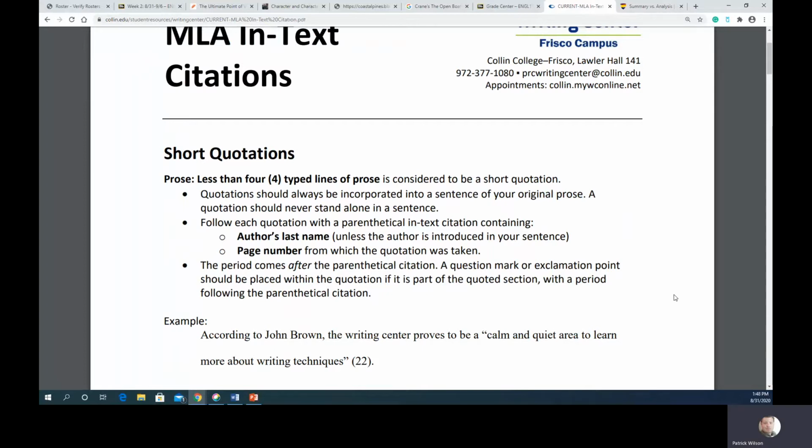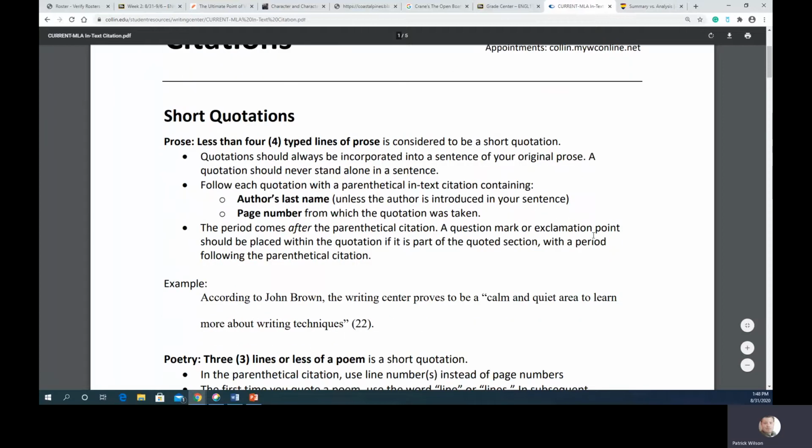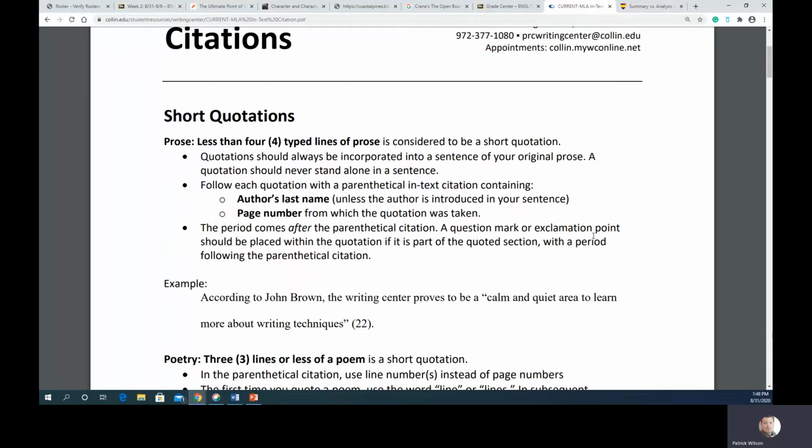So when you're quoting text from your particular short story, if it's less than 4 typed lines, it's considered a short quotation. And it says here, quotations should always be incorporated into a sentence of your original prose. A quotation should never stand alone in a sentence. So you can't just throw a quotation there and then move on, right? You have to sort of blend it in with your particular sentence. It has to make sense with your grammar and subject and nature.